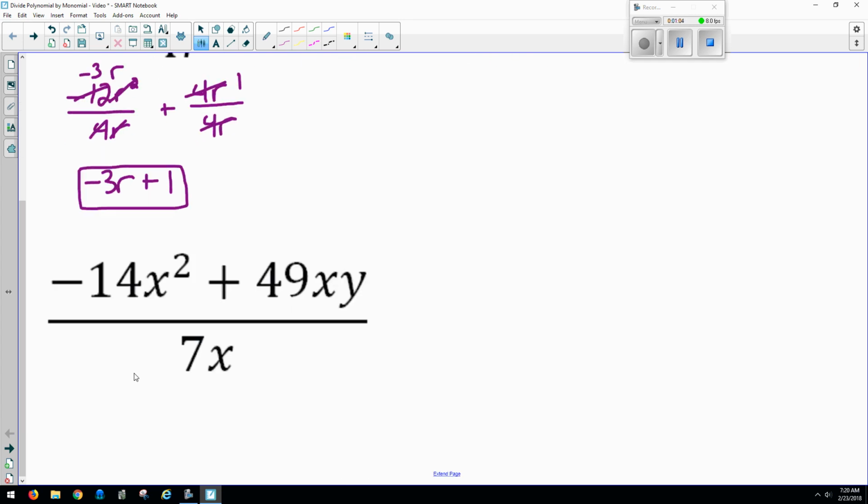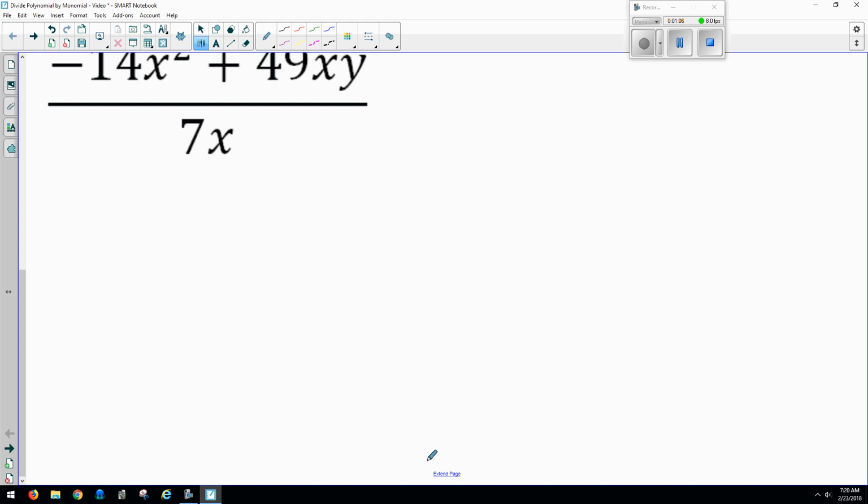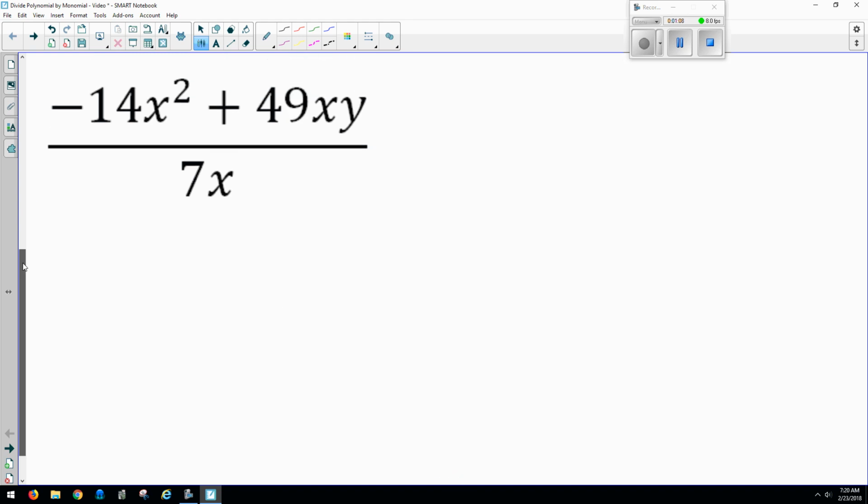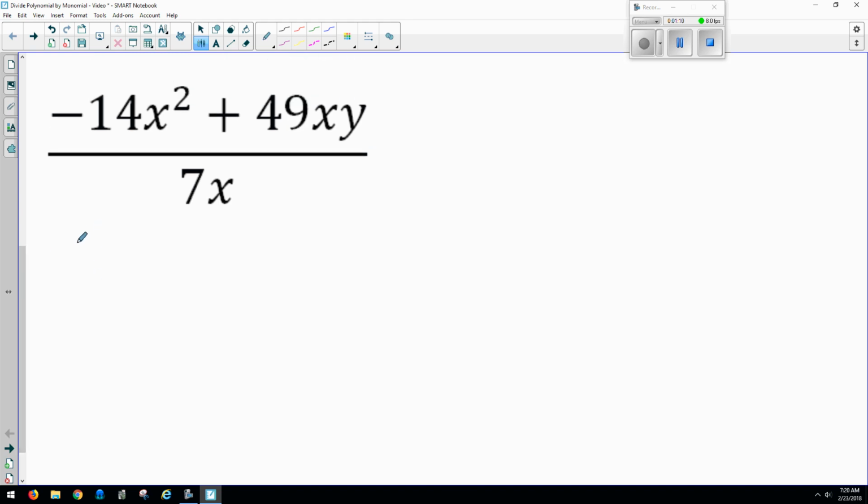Here's the next example. And I'm going to do the same exact thing. I'm just going to separate this first, rewrite it so that every term in the numerator is divided by the term in the denominator. Definitely make sure you take time to do this step, because otherwise it's hard to keep track of what you've divided out with what. So now I'm going to just simplify per term.